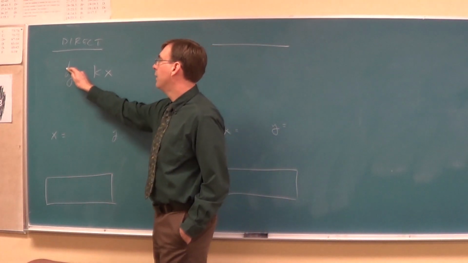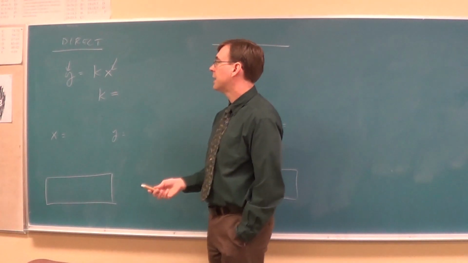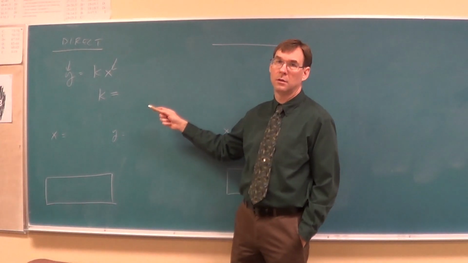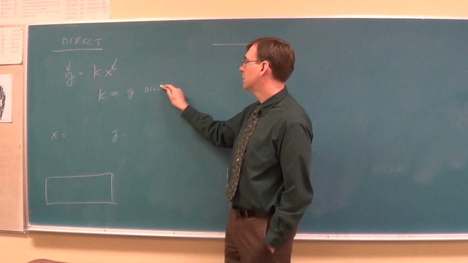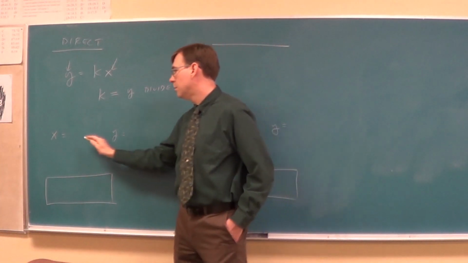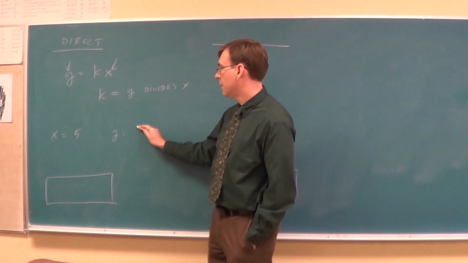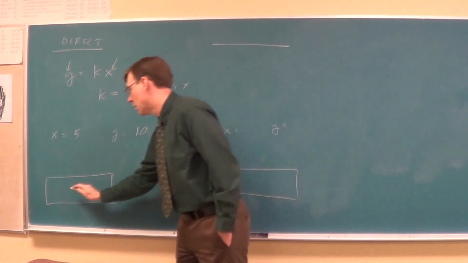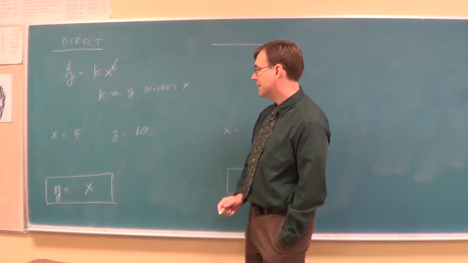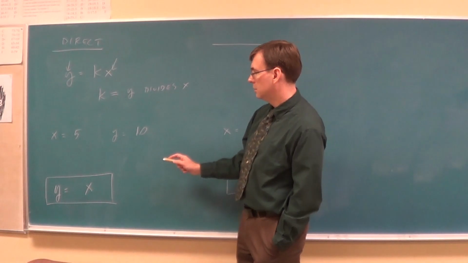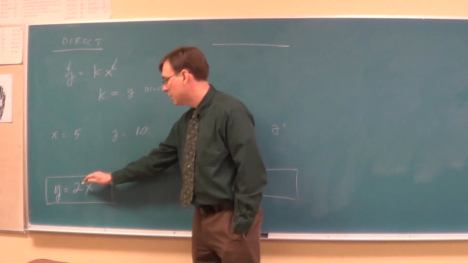So if they come along and they tell you y and they tell you x, and your job is to figure out the k, how would you do that? We go y divide by x. So if you pick any number, 5, and any number, 10. So the equation is always y equals something times x. In this case, the something would be 2, because the y number divided by the x number is 2.